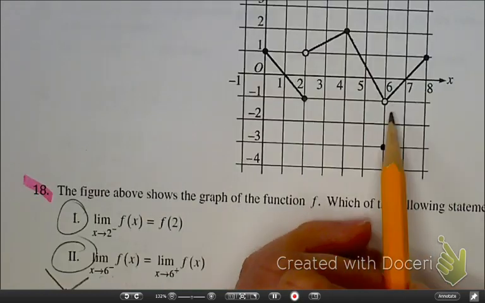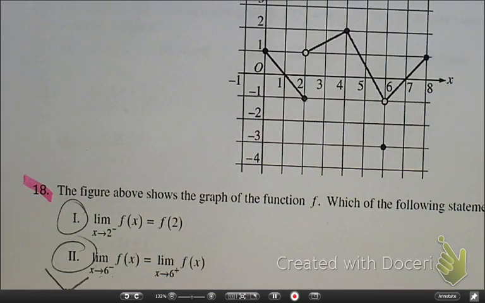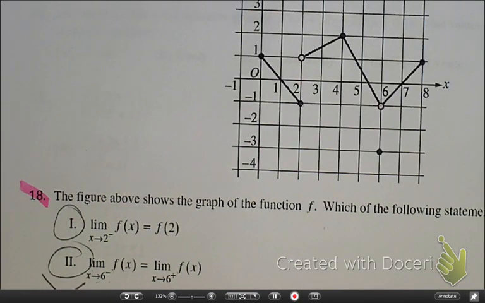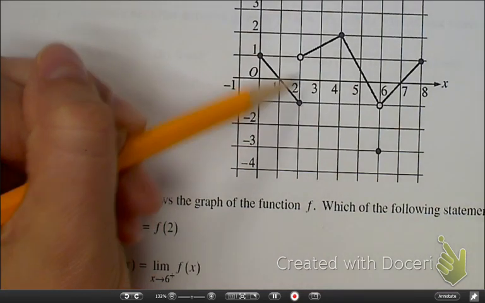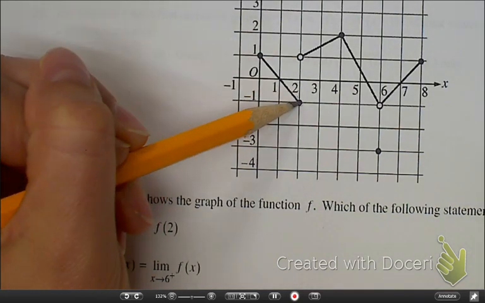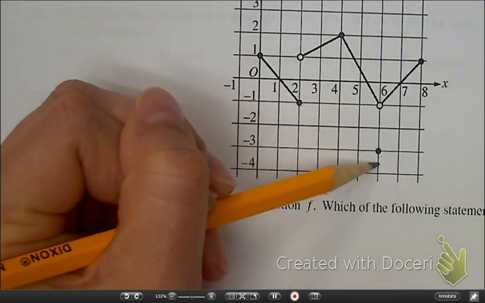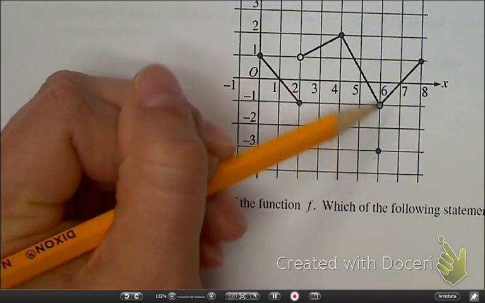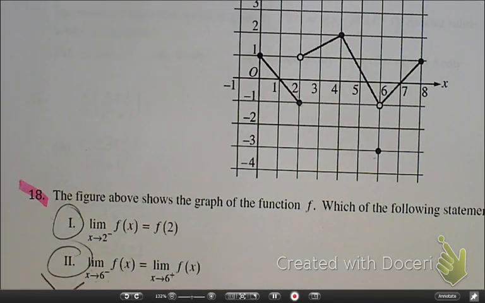So the function is not continuous here. Just to add on a few other things that we've talked about, this is a jump discontinuity. At 2, we have a jump discontinuity. At 6, we have a removable discontinuity, since I just have to move one point in order to make it continuous.